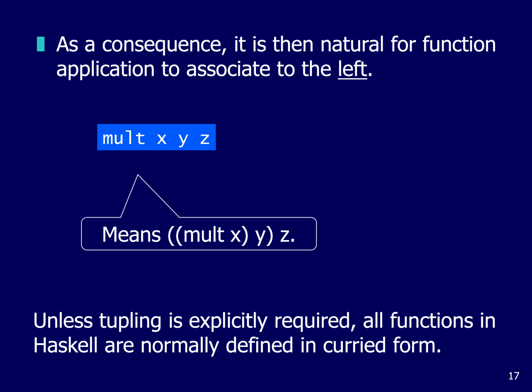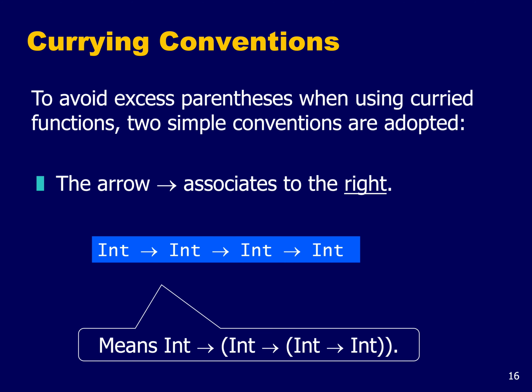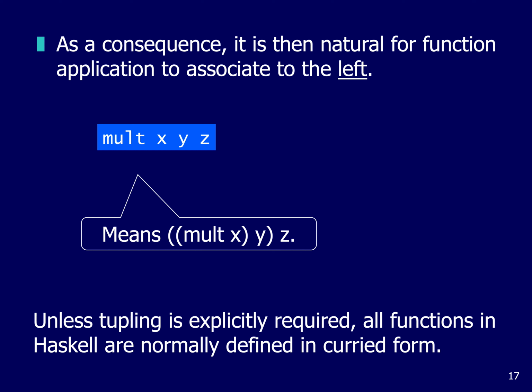As a consequence, because the arrow brackets to the right, function application brackets to the left. And I'll leave it as a little puzzle for you to figure out why this is the case. If this brackets that way, then function application must go the other way. So it goes to the left. So when we write down something like mult x, y, z with no brackets, just spacing out the arguments, what it really means is bracketing everything to the left.